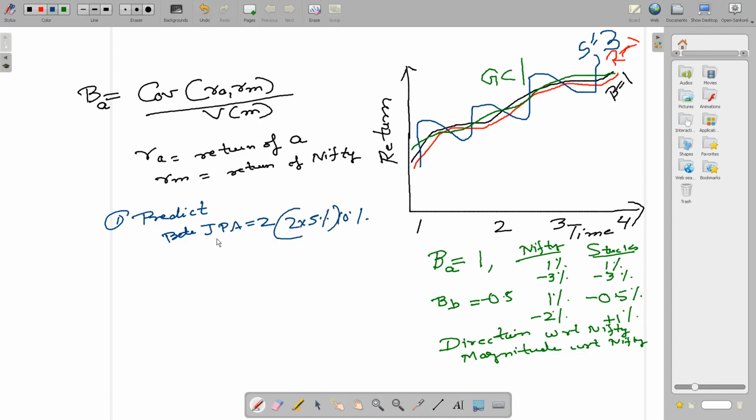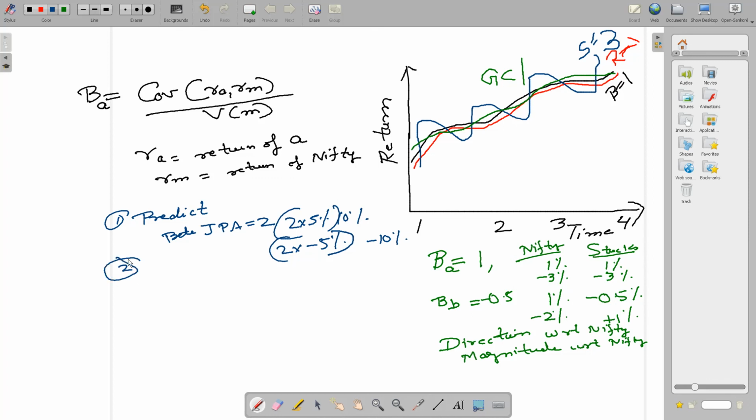Similarly, remember beta is a double-edged sword. If the same JPA has a beta of 2 and Nifty moves by minus 5%, then the expected return from JPA is minus 10%. So depending on the beta of a particular security, we can predict the movement of a particular stock with respect to any underlying movement in Nifty.